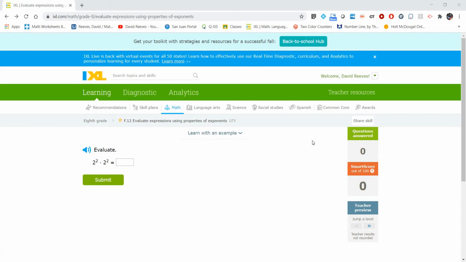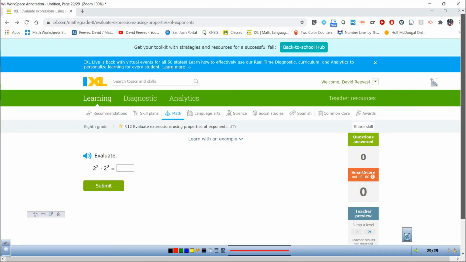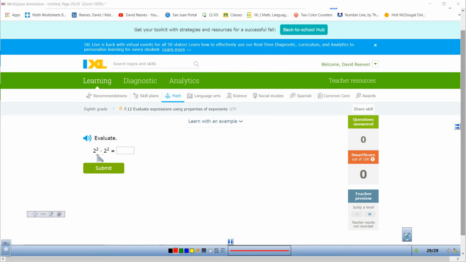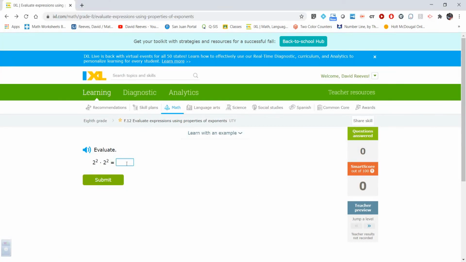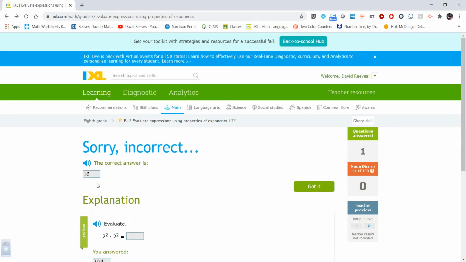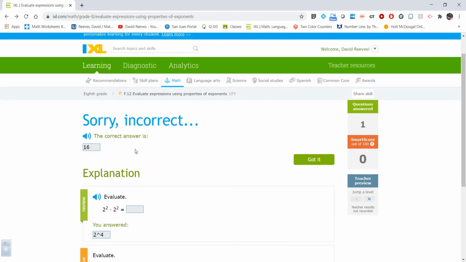Okay, so we're going to be using the properties of exponents we know to arrive at these answers. Right here we have 2 to the second times 2 to the second, which of course would be 2 to the fourth power. But if you put 2 to the fourth power in, as I will do right now, then you will see that it says sorry, incorrect, and the correct answer is 16.